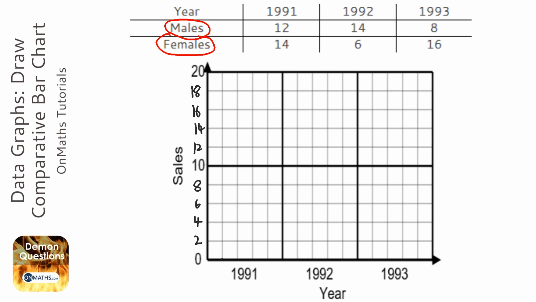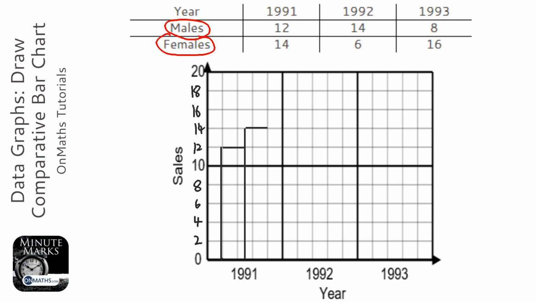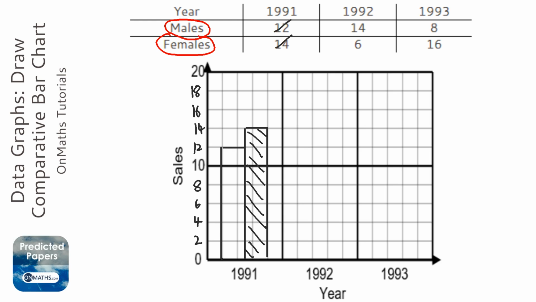And so, where is it? It goes up to 12. So let's put a bar up to 12. And that's going to be our males. And females goes up to 14. So I can extend that line a little bit for the females. And that's for 1991. So I'm going to shade in the females. Perfect. So that's those two done.